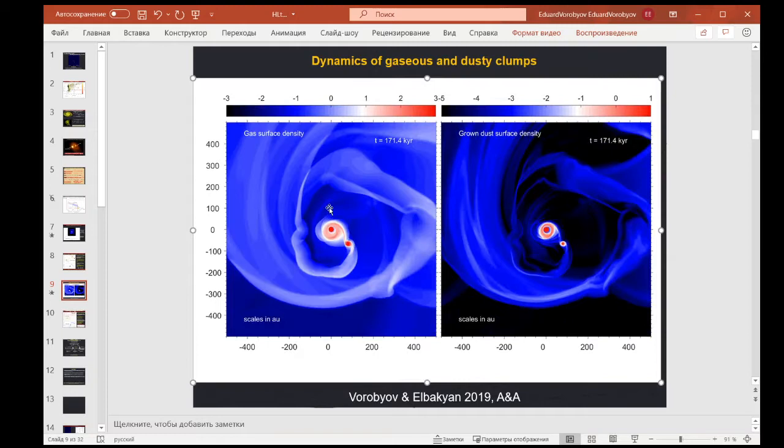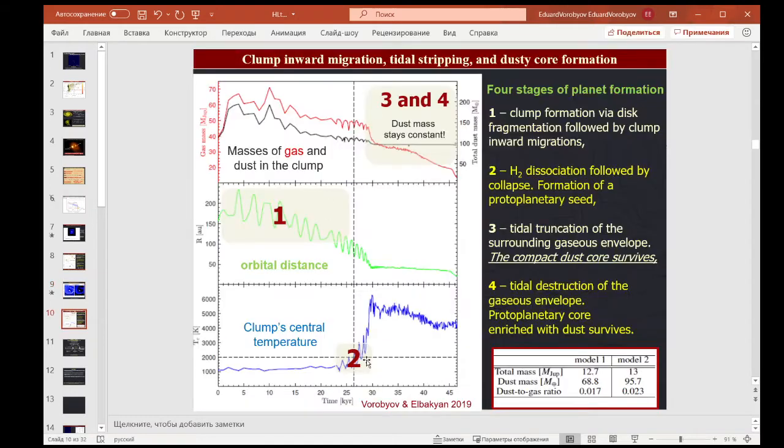So let's now move further and look at this slide, which is similar to the slide before, showing the mass of the clump, the radial distance, and the central temperature. However, in this case, I show the dust mass and the gas mass. The gas is the red line, and the dust is the black line. What you see, again, is that the clump migrates towards the star. The central temperature exceeds 2000 Kelvin, forming the central core. However, the gas mass is gradually decreasing, showing that the clump's gaseous atmosphere is completely lost, so it's tidally disintegrated.